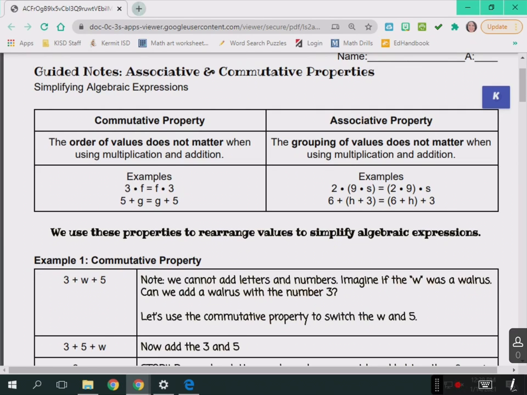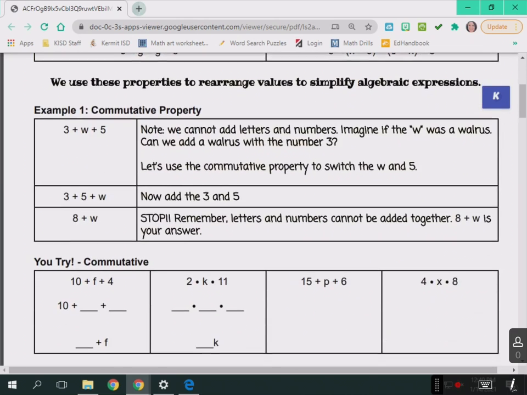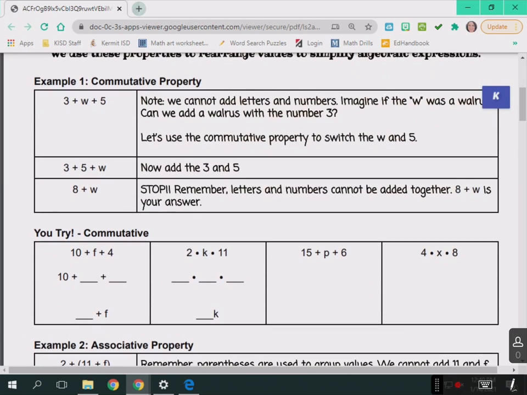So for the example, we have 2 times the value of 9 times s. That's going to give us the same value. It's going to be equal to the value of 2 times 9 times s. So let's dive a little bit deeper into commutative property.